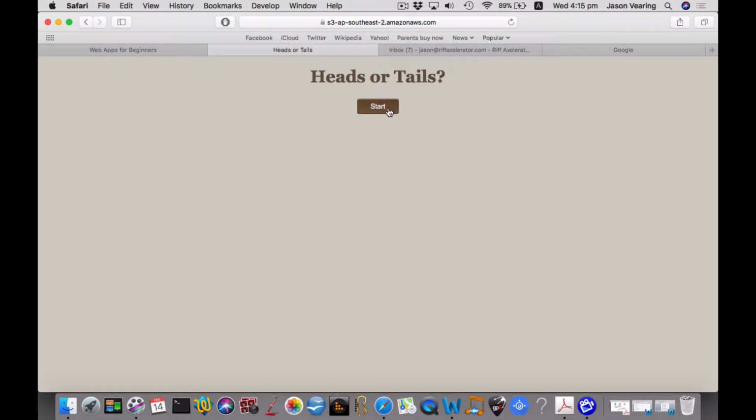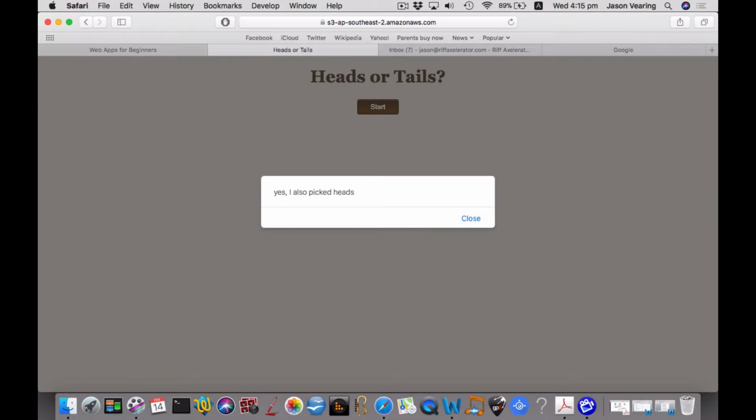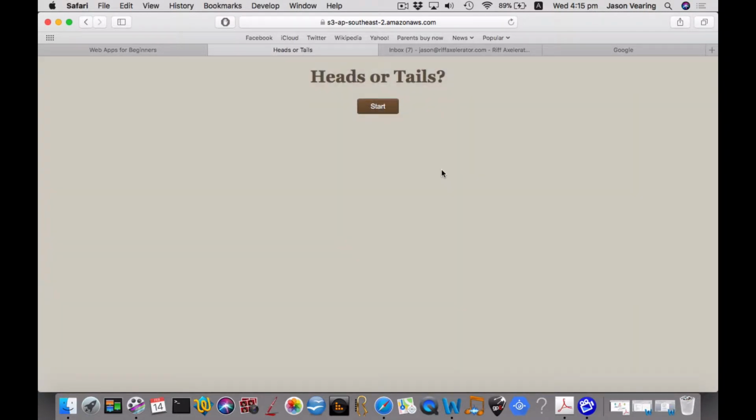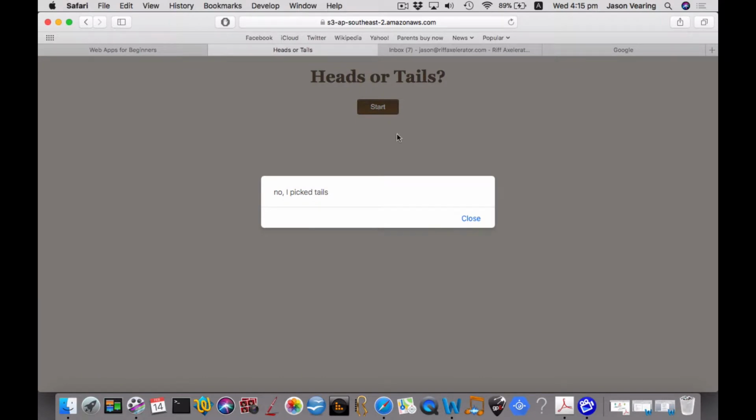Here, the computer picks randomly the word heads or tails, and then when you click on the start button, it asks you for the word heads or tails. And if you type in that case, it matched. And if I do it again, it's probability, with your 2 options there.